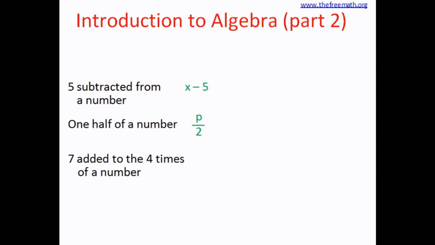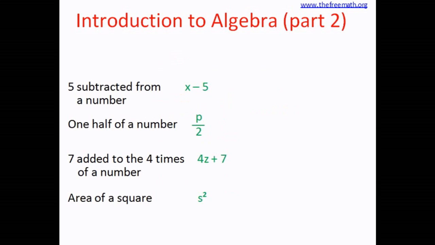7 added to the 4 times of a number. So we should use a variable for the number and we have to multiply that variable by 4 and then add 7 to it. So it will look like this, 4z plus 7. I have two terms in this expression. Area of a square. We know the formula for area of a square is the square of its side. So we can write in algebra as s squared. s is the side of a square.